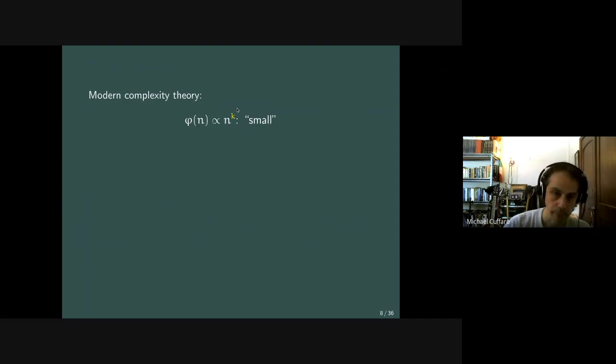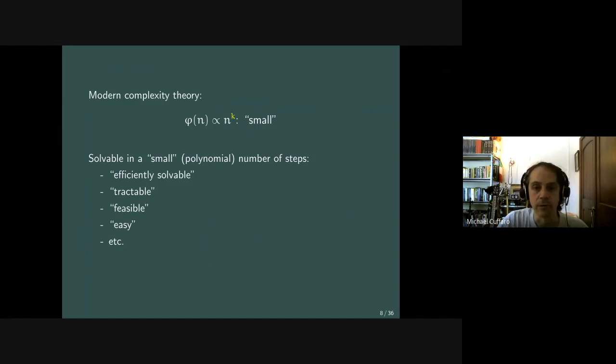And in modern complexity theory, we say that something is solvable in a small number of steps when it's polynomial in that way, right? And there are synonyms for this. Sometimes it's said that a problem is efficiently solvable, tractable, feasible, easy, and so on. And when it's not easy, we call it a hard problem or infeasible problem or intractable problem, not efficiently solvable. These are all trying to say the same thing, essentially.